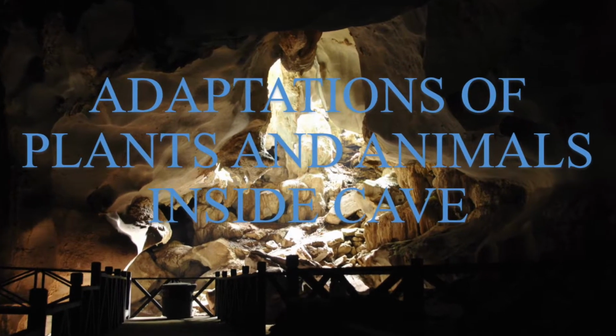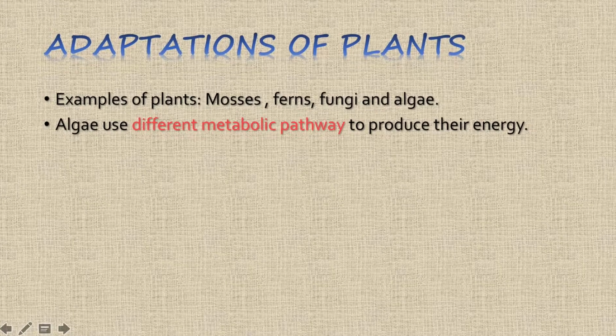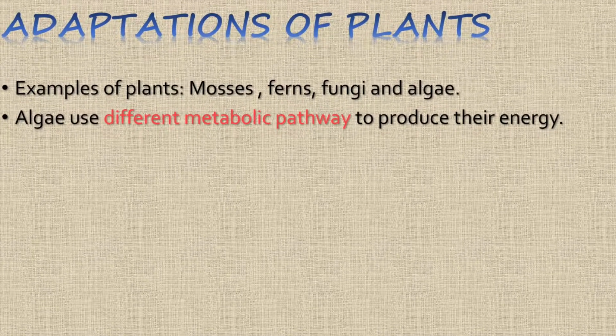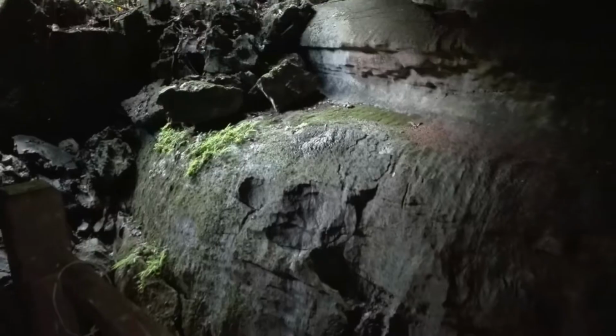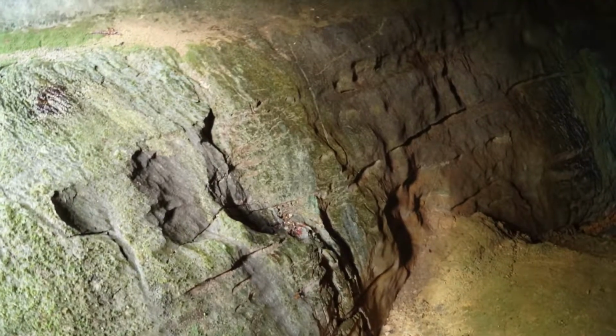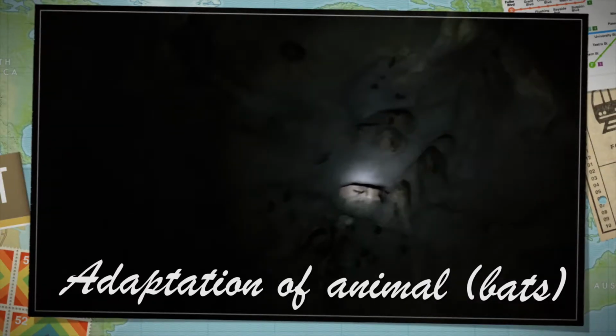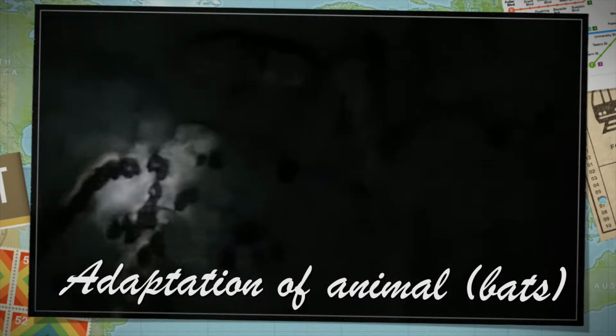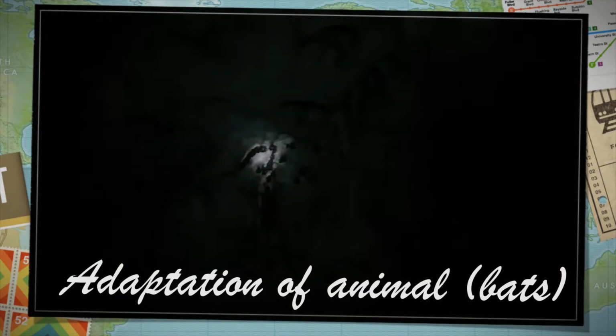There are some adaptations of the plants in order to survive in the cave. These plants include mosses, ferns, fungi, and algae. Algae use different metabolic pathways to produce their energy. After that, we continue to the adaptation of animals in the cave, which are bats. Bats use echolocation to search for their prey.